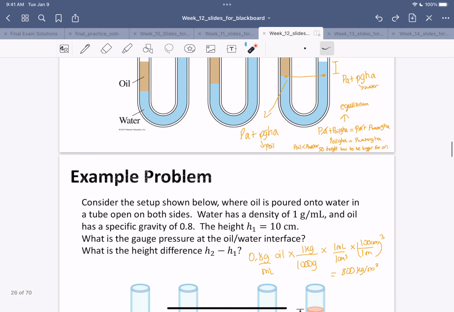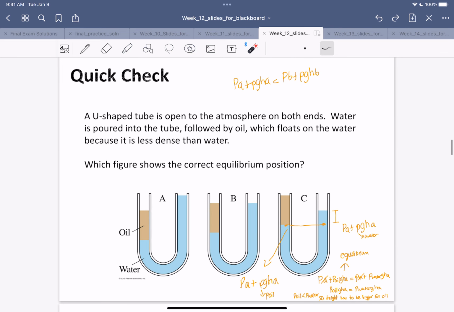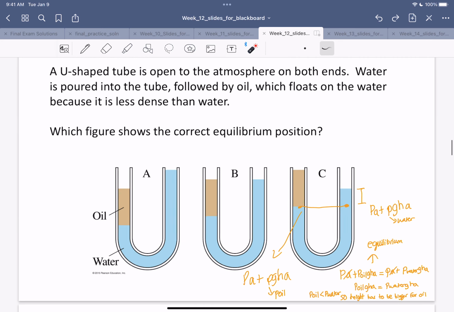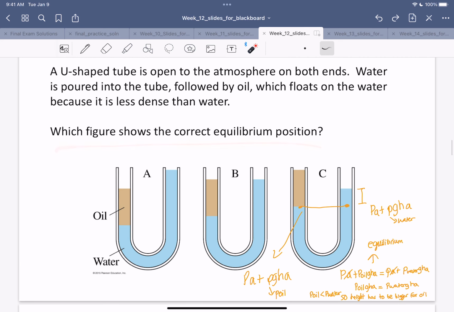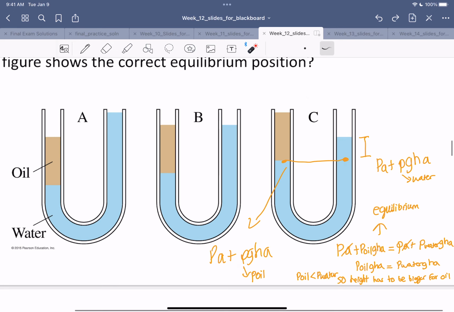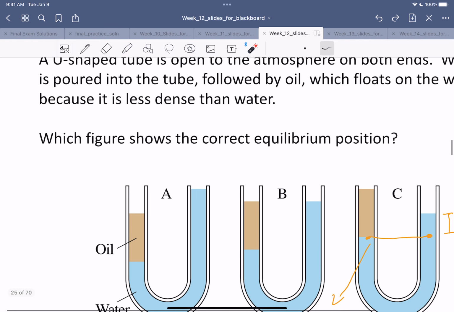But let's see here what time I got. All right. So this is another situation with the hydrostatic pressure equation once again. This is just telling you which figure has the correct equilibrium position. They're telling you that water is poured into the tube, followed by oil. And the oil floats on the water because it's less dense, right? So if the oil is less dense, then obviously the density is less than water, right? So if I'm looking at these roughly, maybe without looking at my notes, which one do you guys think has the correct position?